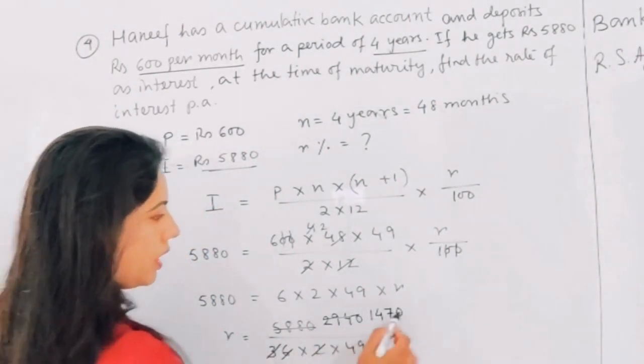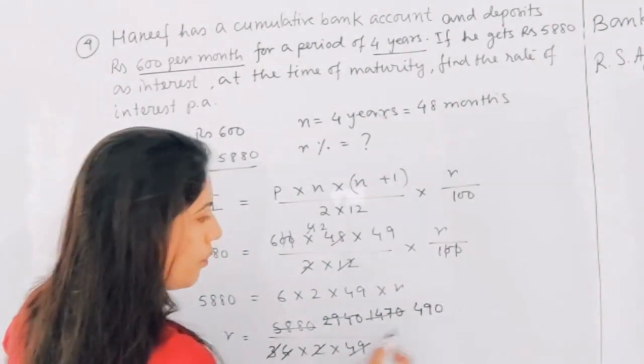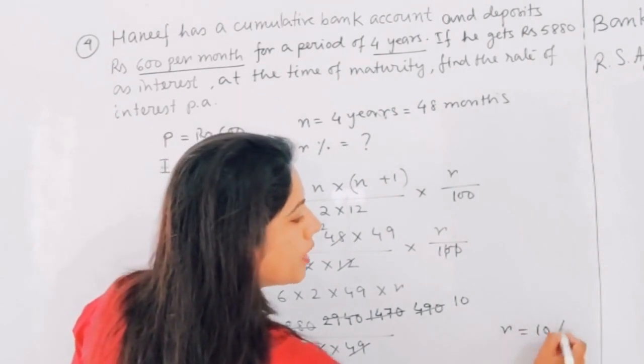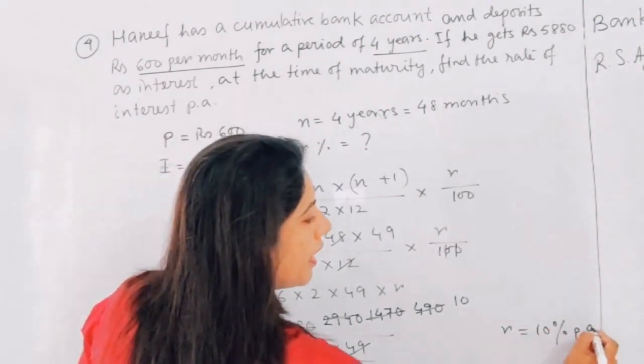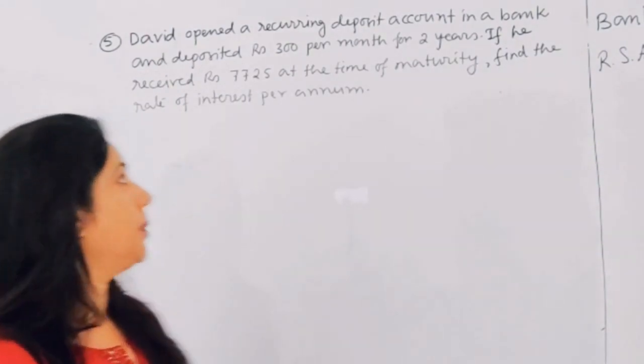We go by 3, 3 4 12 9 0 49 and this is 10. So we are getting r is equal to 10% per annum. Let us start with the next sum.